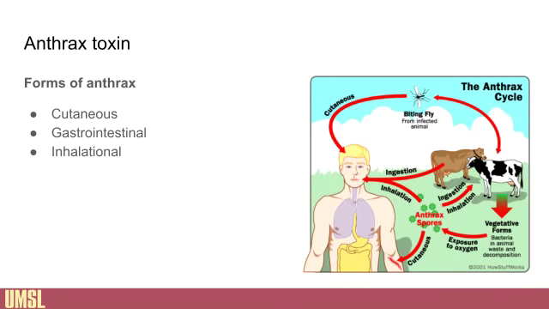Animals eat soil that's contaminated with these spores, and then essentially they die from gastrointestinal anthrax infections. We can get these infections from eating the animals that have been infected with anthrax, and we can also inhale it. The bacterium forms spores, and if we inhale these spores and they germinate in our lungs, we end up with essentially a lung version of this cutaneous infection.